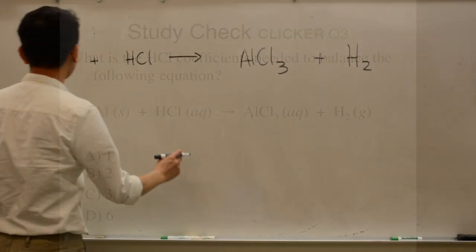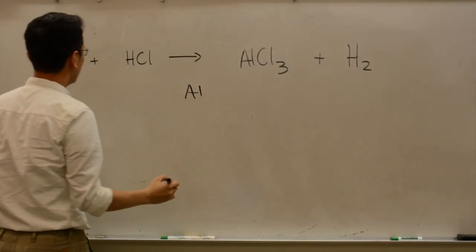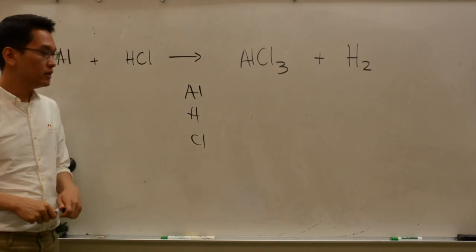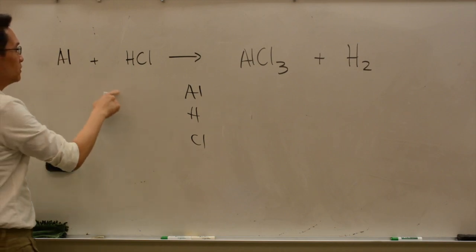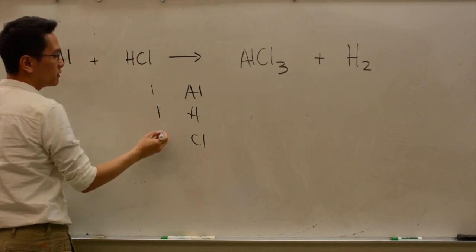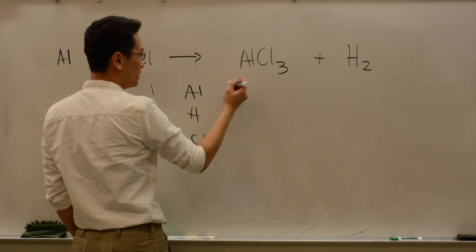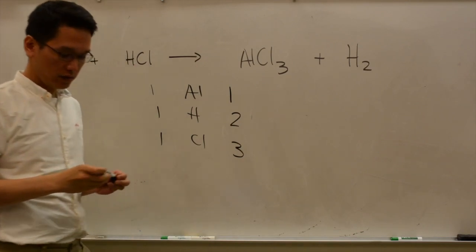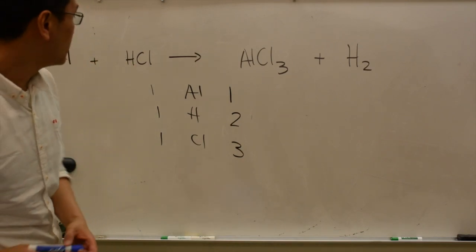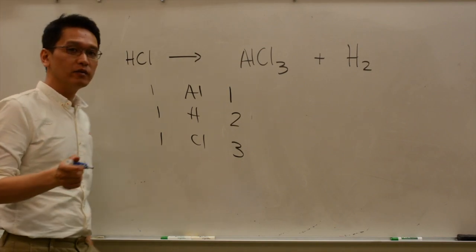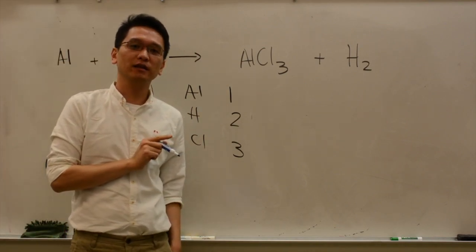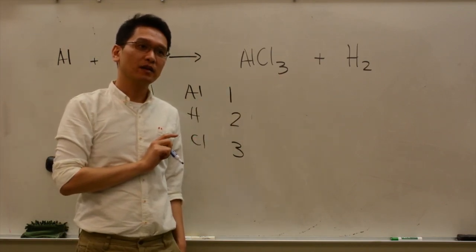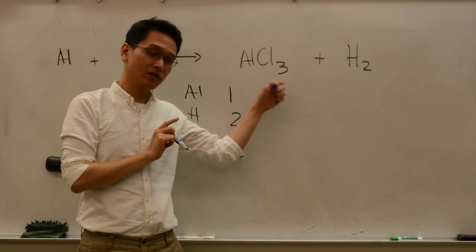Alright, so let's balance this equation. Again, I'm going to write all my elements out. We don't have polyatomics in this case, so I don't need to write polyatomics. Aluminum, in this case, there's 1, hydrogen 1, chloride 1. Aluminum, on the right hand side, there's 1, chloride, there's 3, hydrogen, there's 2. Okay? Now, remember that we can only add in coefficients when you balance chemical equations. You can't change the subscript.